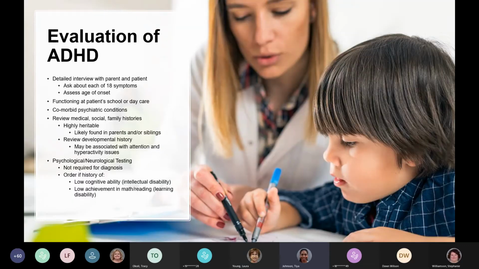Now, in your evaluation of ADHD, you need to perform a detailed interview with both the parent and the patient. And you need to ask the parent about each of the 18 symptoms that I went through when we were talking about the presentation, and assess the age of onset of symptoms. Now, it's going to be kind of hard for parents to remember all of those things, and they may have some selection bias with remembering things, but you do the best you can with the information that's provided to you.